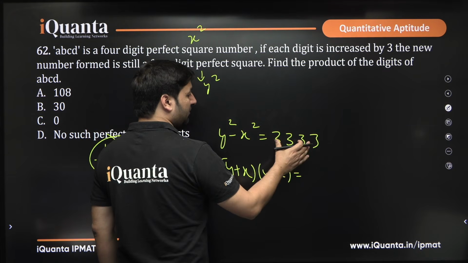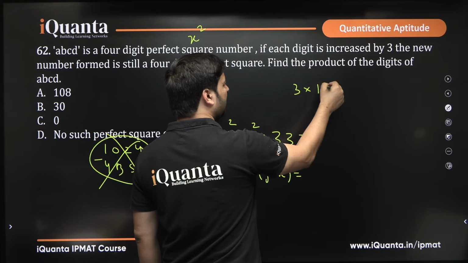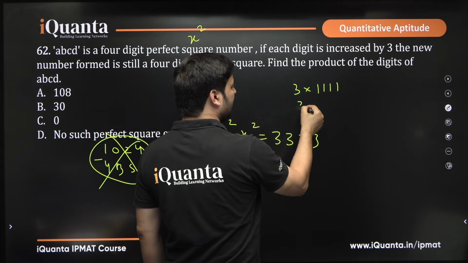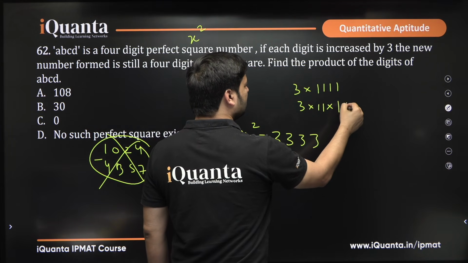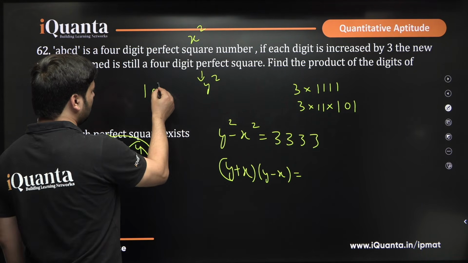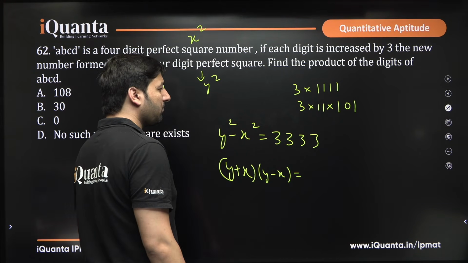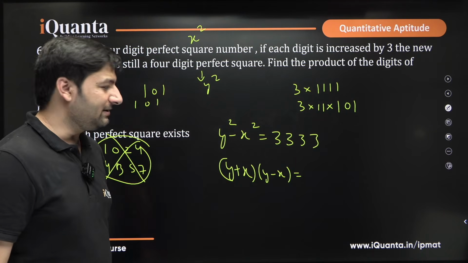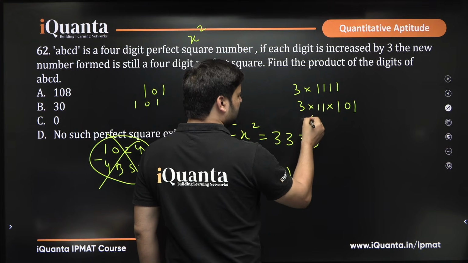And obviously, 3333 can be factorized like this: 3 into 1111 first. This is divisible by 11, so 3 into 11 into 101. I hope that is clear. So this number can be factorized like 3 into 11 into 101.